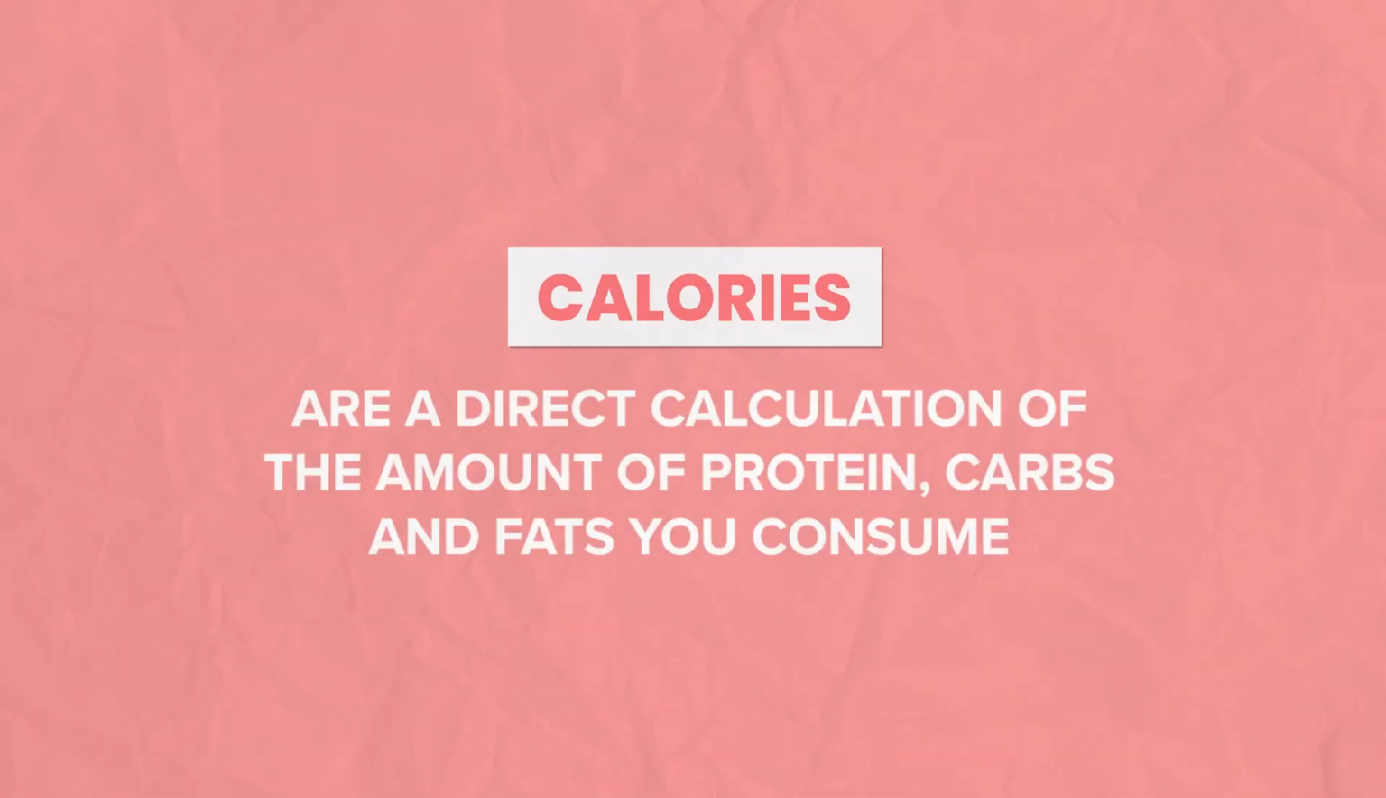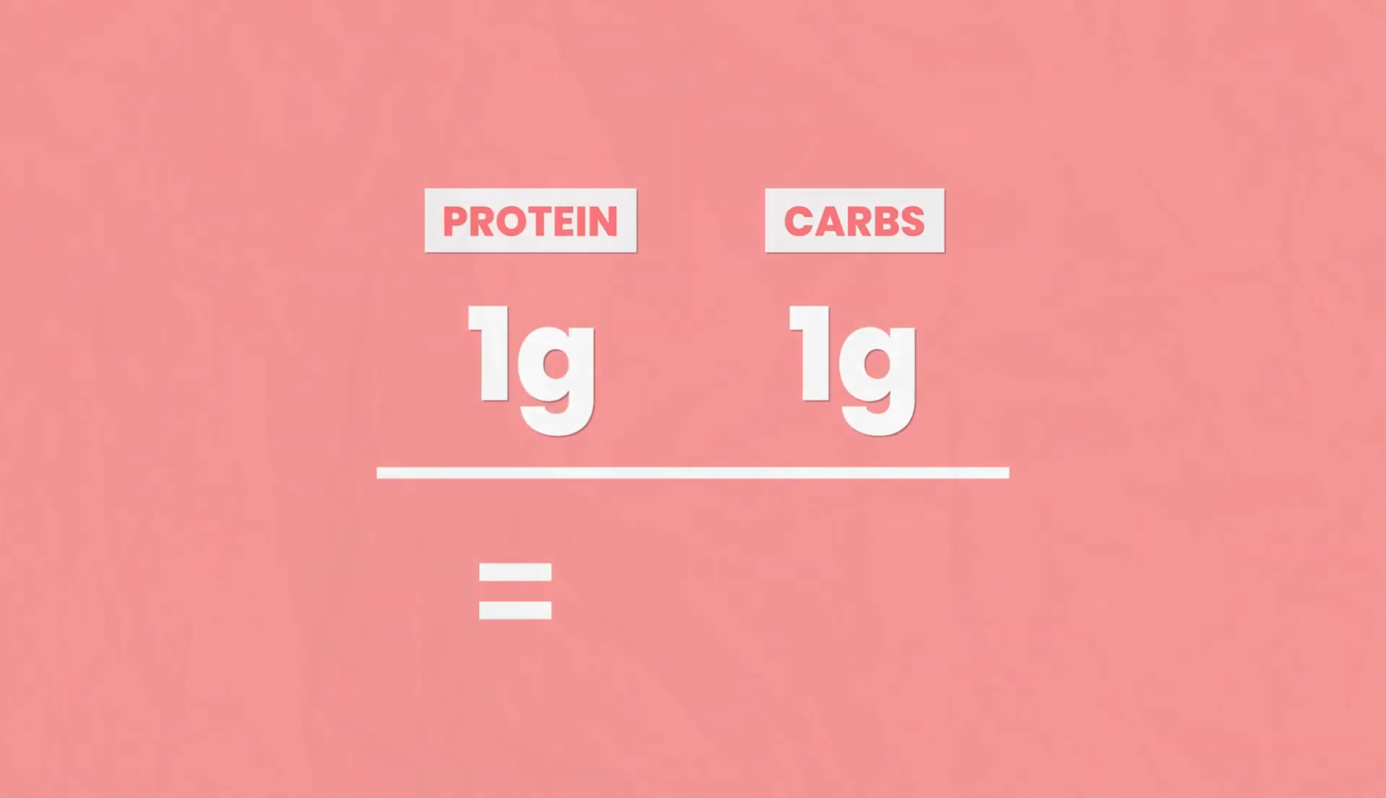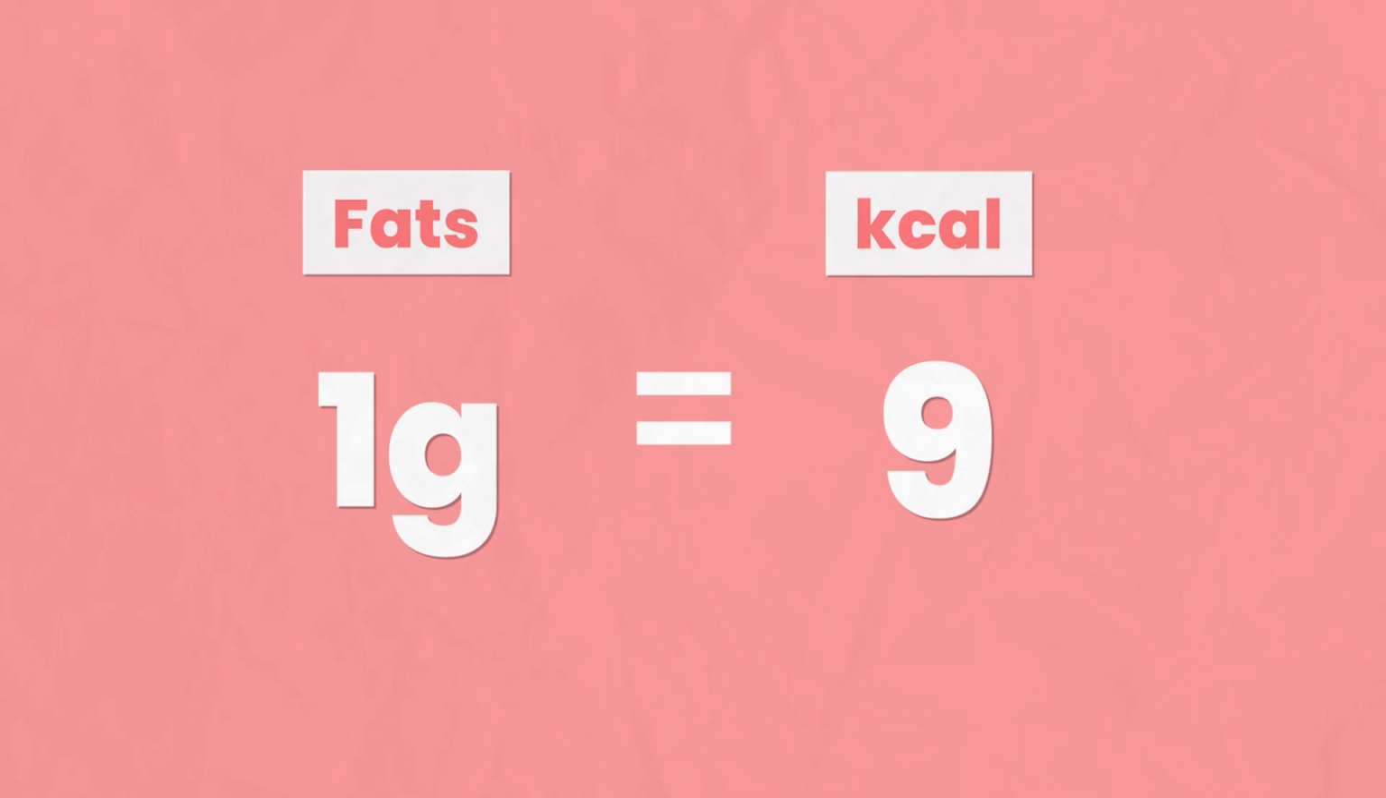Once you have the calories as a starting guide, you can then work out your protein, carbs, and fat. Calories are a direct calculation of the amount of protein, carbs, and fat you consume, with 1 gram of protein and carbs equaling 4 calories, and 1 gram of fat equaling 9 calories. I'm going to assume here that your goal is fat loss.